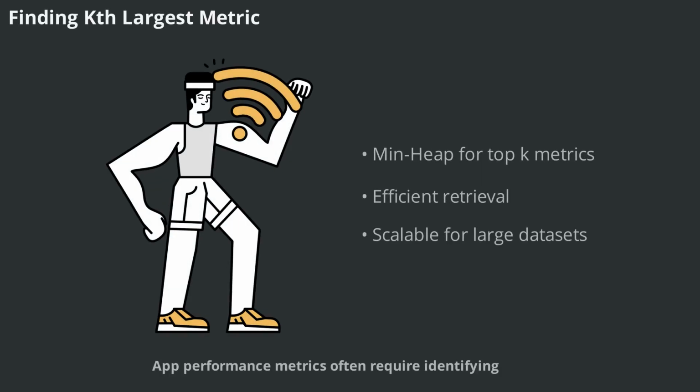Performance metrics often require identifying the Kth largest value for analytics. The interview question is how to do this efficiently. Using a min heap, you can maintain the top K elements and retrieve the Kth largest quickly. This method is scalable and suitable for large datasets, making it ideal for performance monitoring and reporting in Android apps.